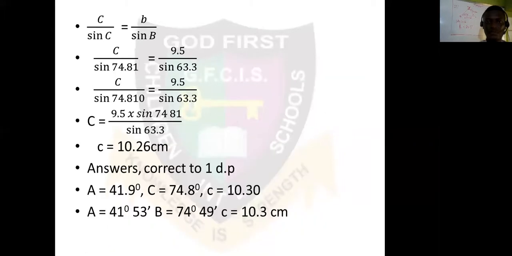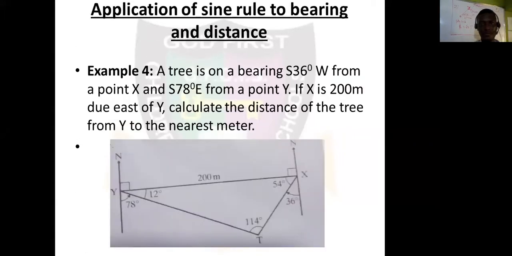Okay, I think that's the last one before we go to bearing. Okay, so we are now in bearing. Application of sine rule to bearing and distance. A tree is on a bearing of south 36 degrees west from a point X, and south 78 degree east from a point Y. If X is 200 meters due east of Y, calculate the distance of the tree from Y to the nearest meter.